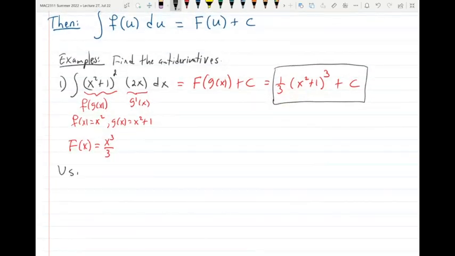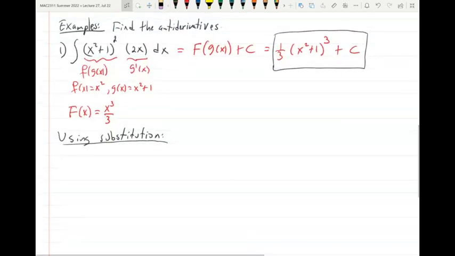So, using substitution. And from now on, to practice this, I'm going to be using substitution instead of trying to spot the pattern. But if you see the pattern, just use it, because then it's quick, okay?